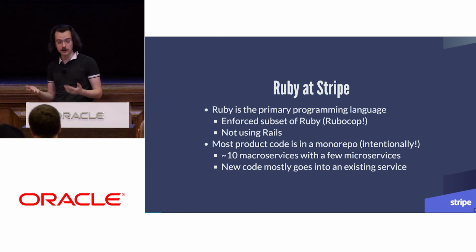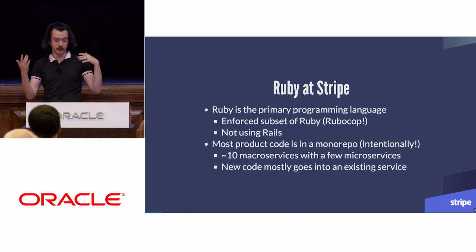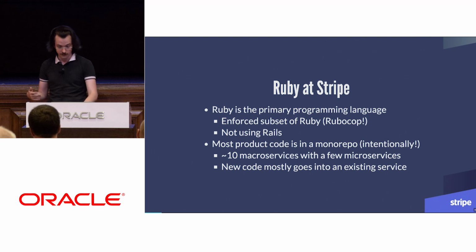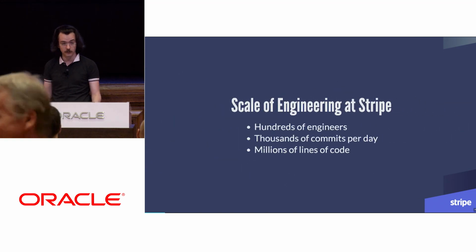And majority of our code intentionally lives in a monorepo. We have 10 or so macroservices and a few microservices. The majority of new code gets written in Ruby in one of the existing services. We have hundreds of engineers, thousands of commits per day, and million lines of code.